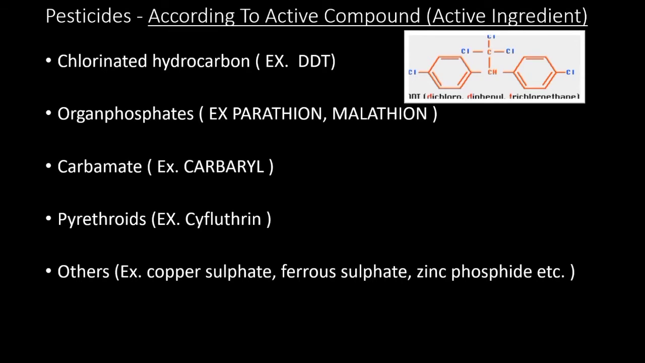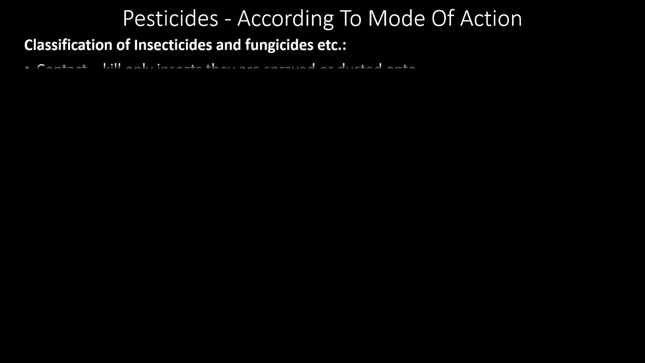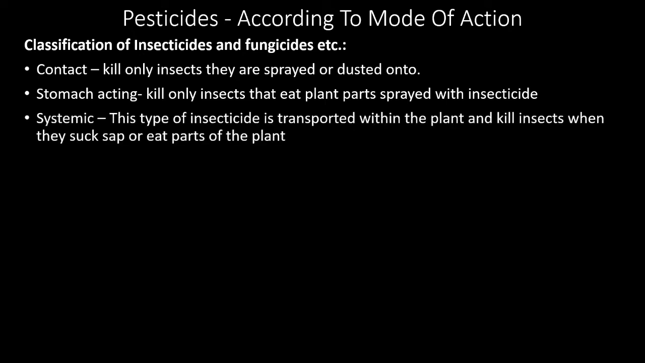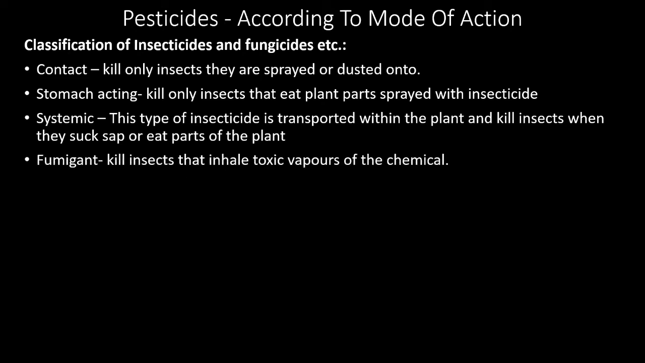Let us see the classification of pesticides according to mode of action. Classification of insecticides. 1. Contact insecticides. Kill only insects they are sprayed or dusted onto. 2. Stomach-acting insecticides. Kill only insects that eat plant parts sprayed with insecticide. 3. Systemic insecticides. This type of insecticide is transported within the plant and kills insects as they suck sap or eat parts of the plant. 4. Fumigant. Kill insects when they inhale toxic vapors of the chemical.